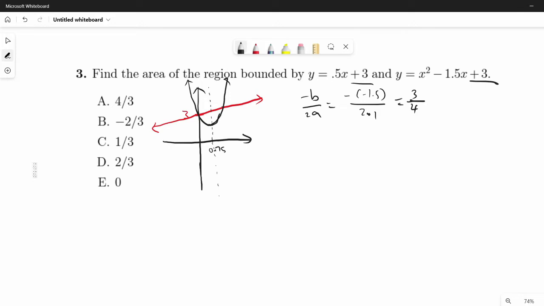But we do need to calculate the point where it intersects the line again. So we can set these two equal. We have 0.5x plus 3 equal to x squared minus 1.5x plus 3, minus 3 on both sides, plus 1.5x to both sides. We can get x equal to 0 or 2. Right, so those will be our bounds of integration.